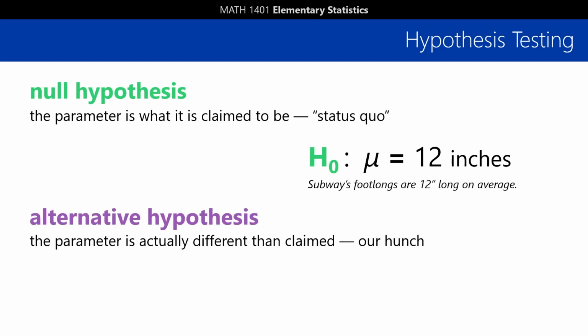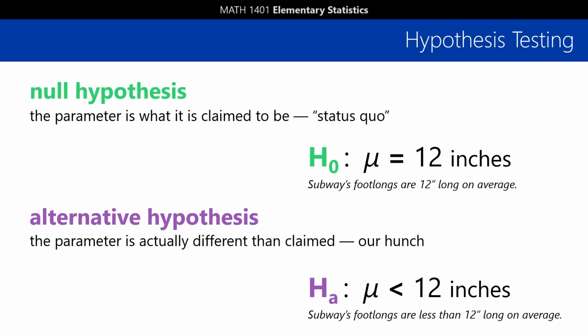The second hypothesis is called the alternative hypothesis, and it states that the parameter we're investigating is different than the original claim. Usually that's what our hunch is, and therefore that's what we're trying to show. In our case, our hunch is that Subway's sandwiches are actually less than 12 inches on average. We usually use the symbol HA to represent the alternative hypothesis. Take note, the alternative hypothesis is always represented as an inequality, but it doesn't have to always be less than. Sometimes it's greater than if we think the population parameter is bigger, and sometimes it's just not equal to if we're not sure which direction it might be off in.